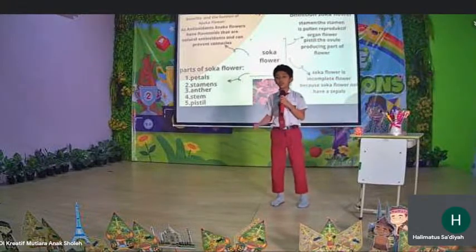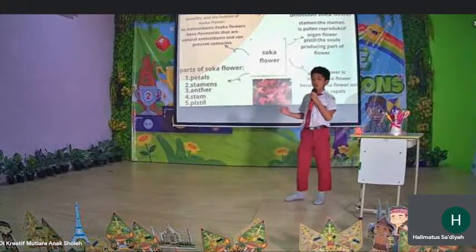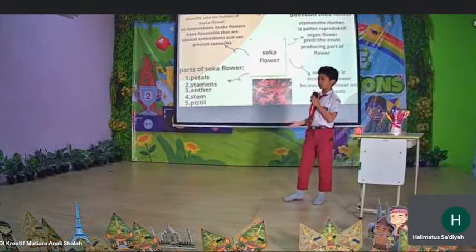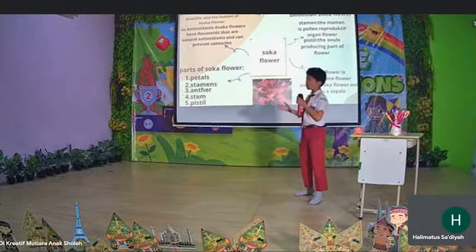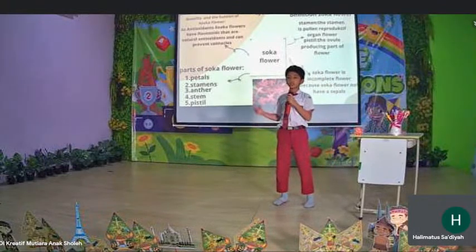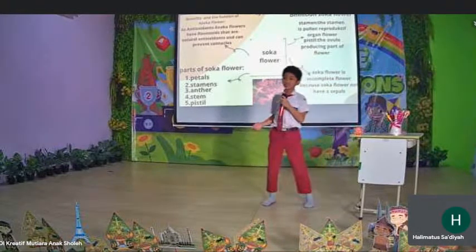And here is my answer. Soka flower is important because it has antioxidants, and they can prevent cancers.